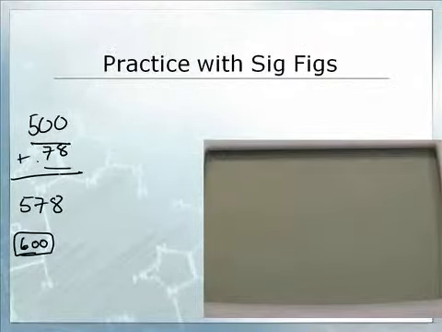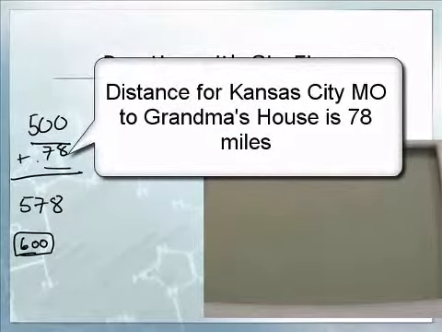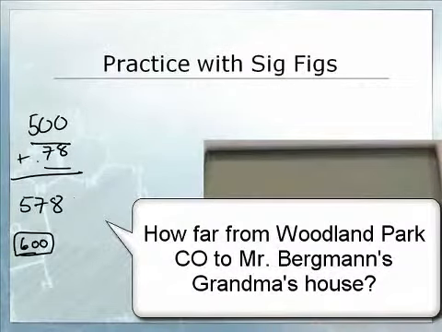But let's say that I knew the distance from my grandma's house in Kansas City to my aunt's house was exactly 78 miles because they measured it, maybe on Google Maps or something like that. So they knew it was 78 miles. All right. So how far is it from here to my aunt's house? Well, ballpark 500 plus 78 miles.